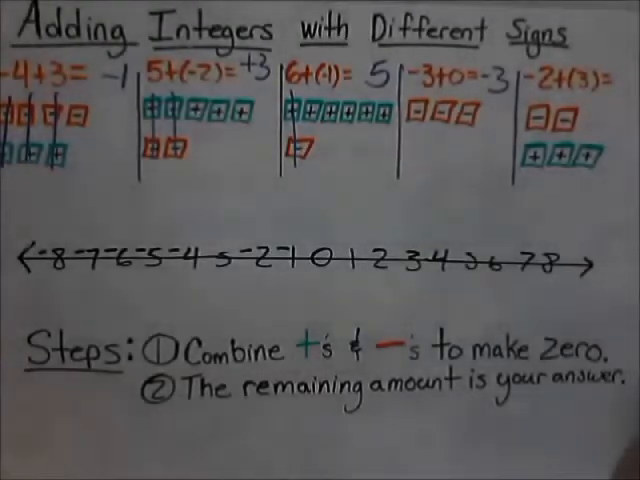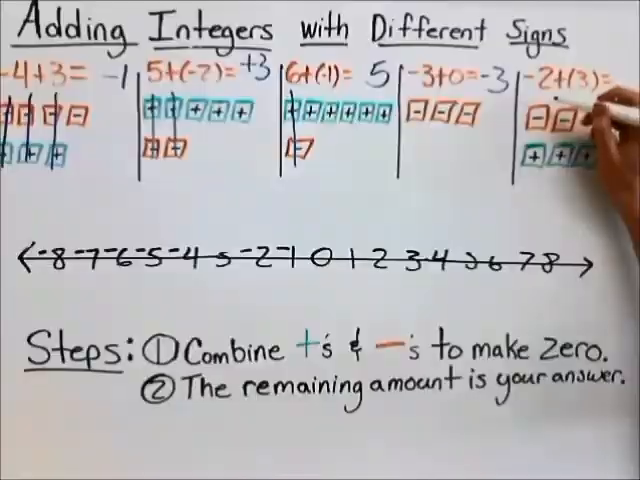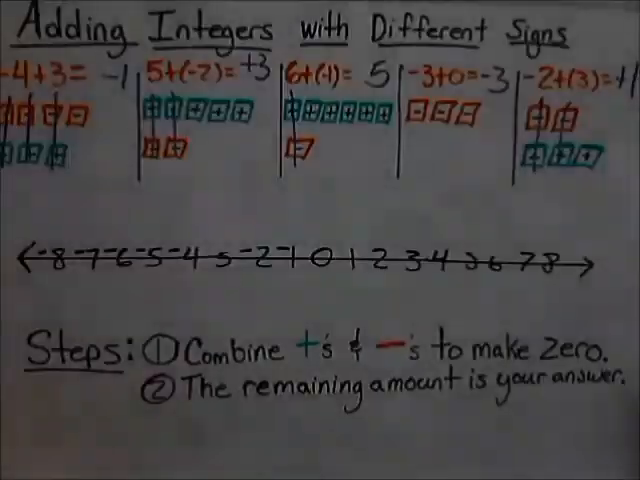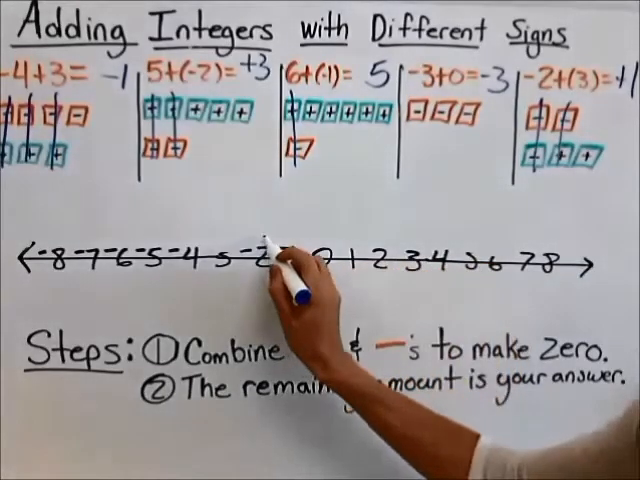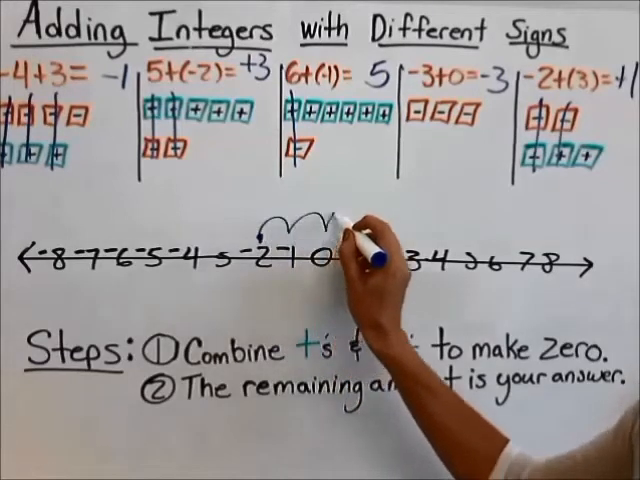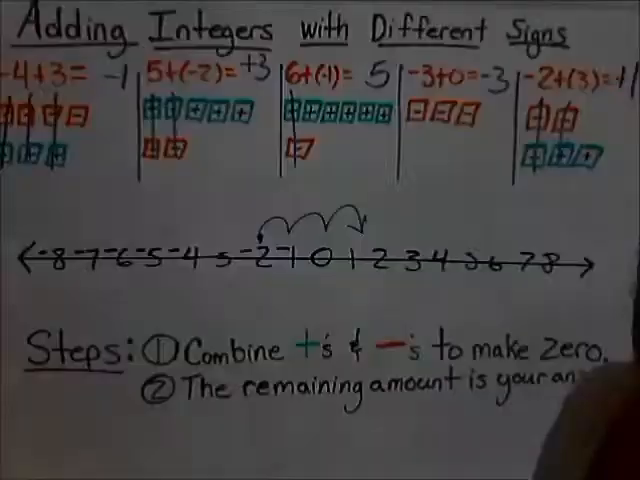Last one, -2 plus 3. I owe $2 and I have $3 in my pocket. I'm going to make 0 by putting my negatives and positives together, and I end up with a +1. I can start at -2 and move 3 jumps in a positive direction. And again, I end up at +1.